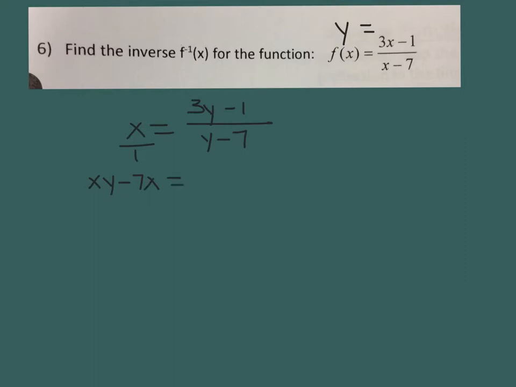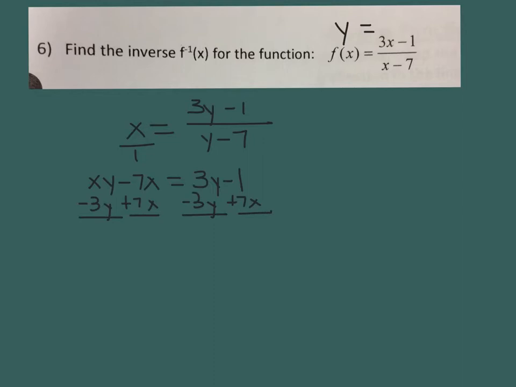Then when you multiply the top right by the bottom left, 3y minus 1 times 1 is just 3y minus 1. All right, so let's take all of our y terms and move them to one side of the equation. So I'm going to subtract 3y from both sides. And then I'm going to take my other terms and move them to the right. So if we have a negative 7x, let's add 7x to both sides.